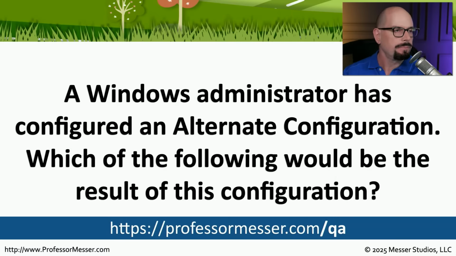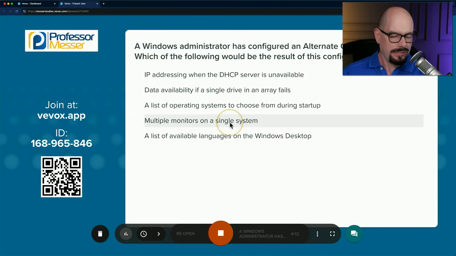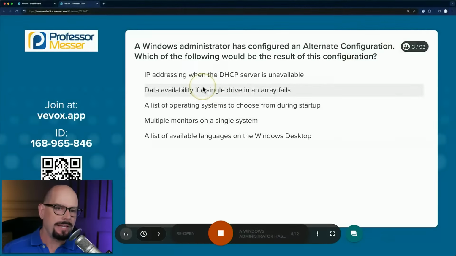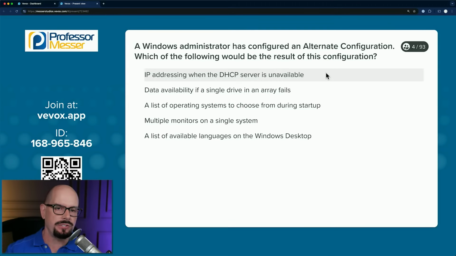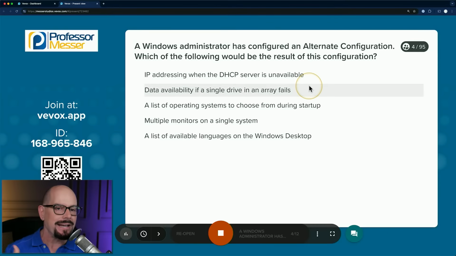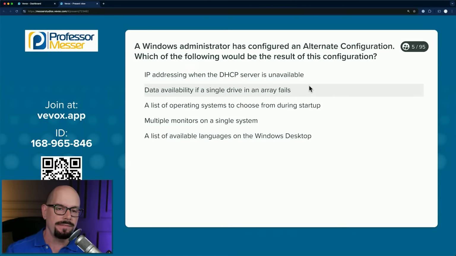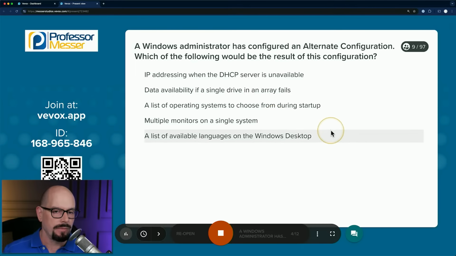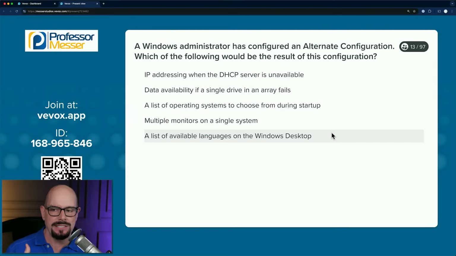Would it be IP addressing? Well, that got me in the wrong place there. Let me quickly move myself around. There we go. IP addressing when the DHCP server is unavailable? Data availability if a single drive in an array fails? Is it a list of operating systems to choose from during startup? Is it multiple monitors on a single system? Or is it a list of available languages on the Windows desktop?